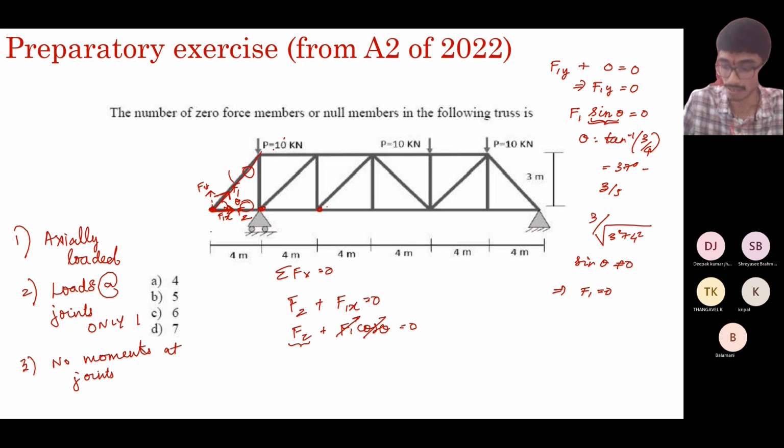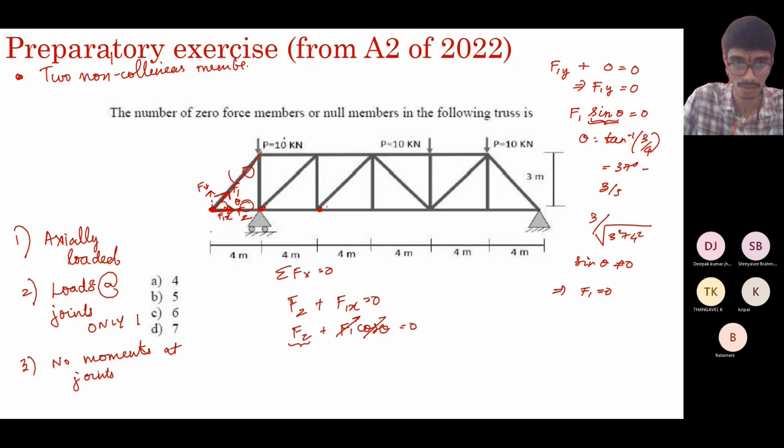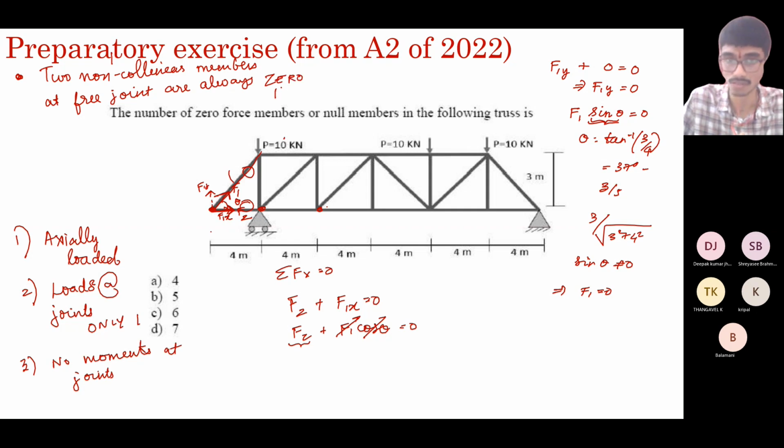Now coming to this point, one rule of thumb that you can know is, if two non-collinear members at a free joint are always zero force. So this is rule number 1.